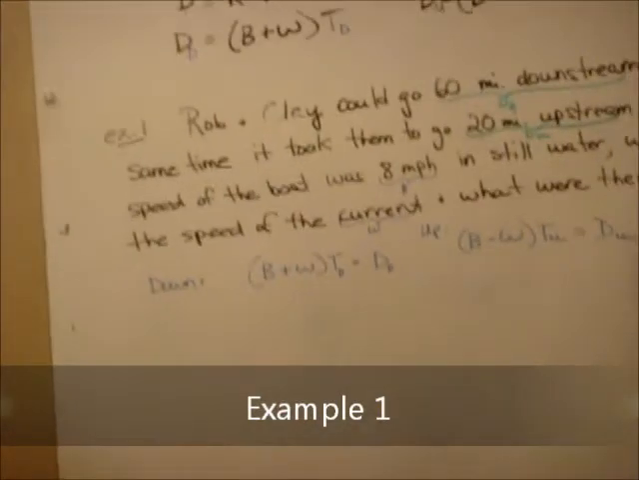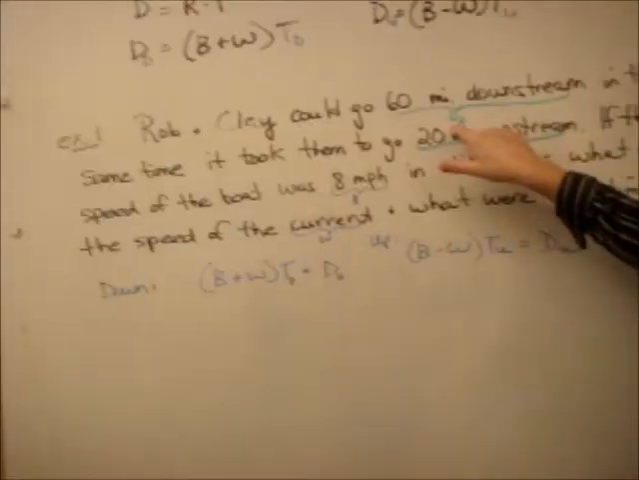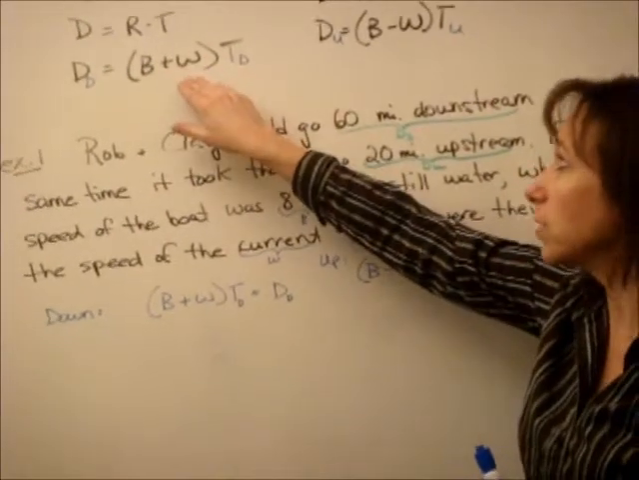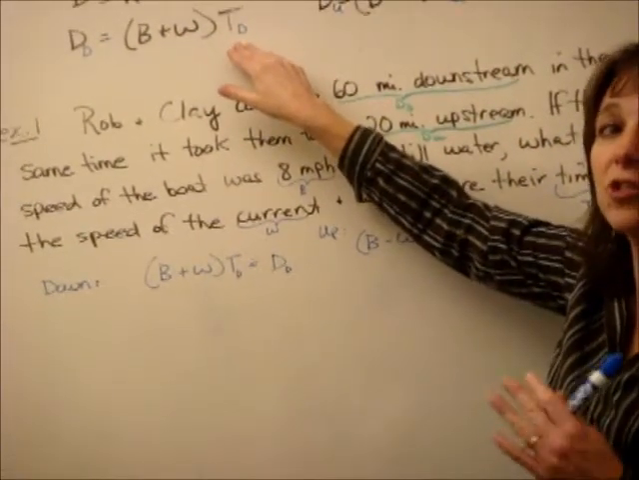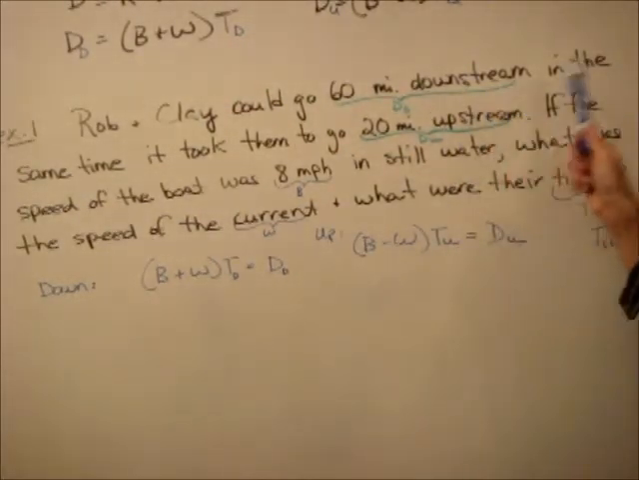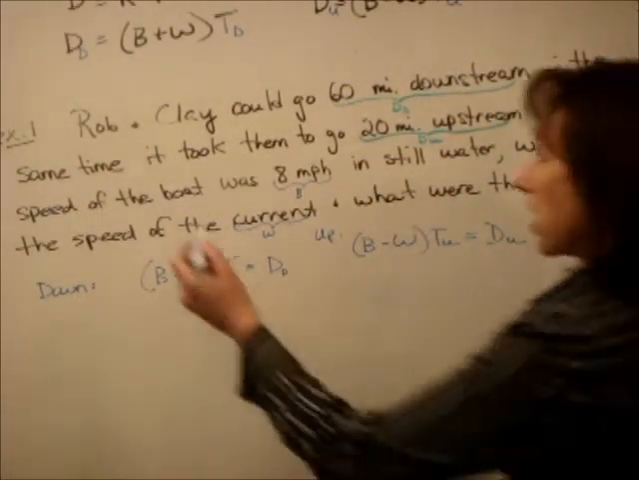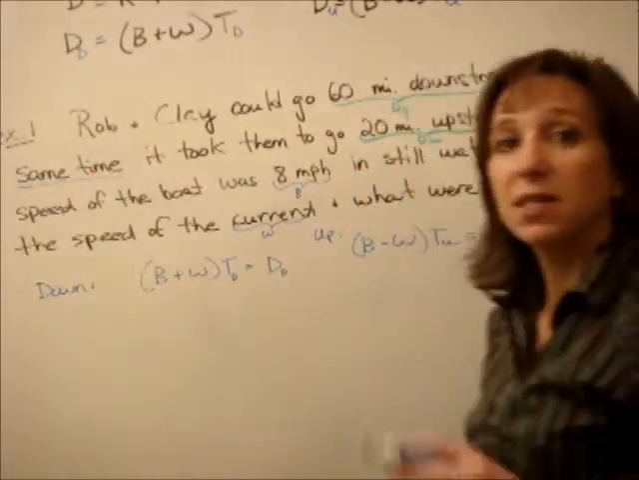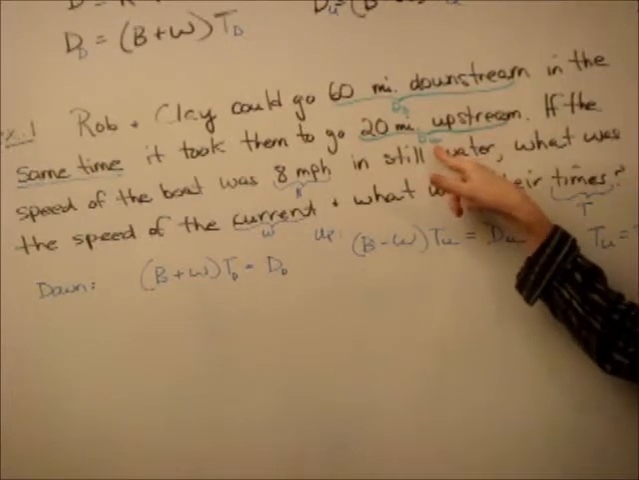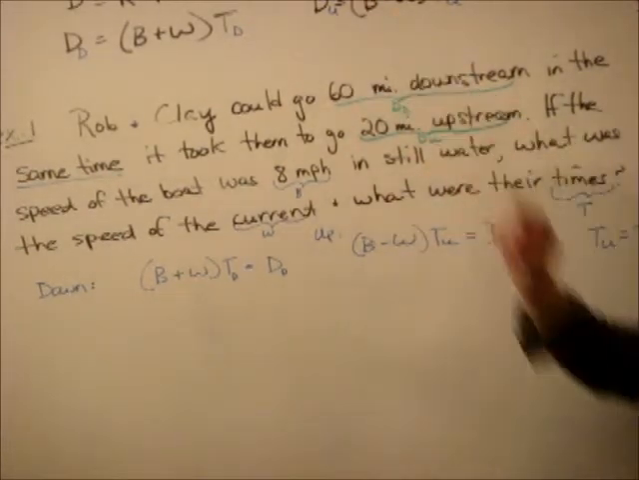Rob and Clay could go 60 miles downstream, and so that's going to be our distance downstream. All you have to do is identify what each of your variables are here. We could have a distance downstream, the boat speed, the water speed, and the time. Those are the things you're going to be looking for as you read your problem. So we have 60 miles downstream in the same time. The time's going to be the same, so just keep that in mind, that it took them to go 20 miles upstream. That's your distance upstream.